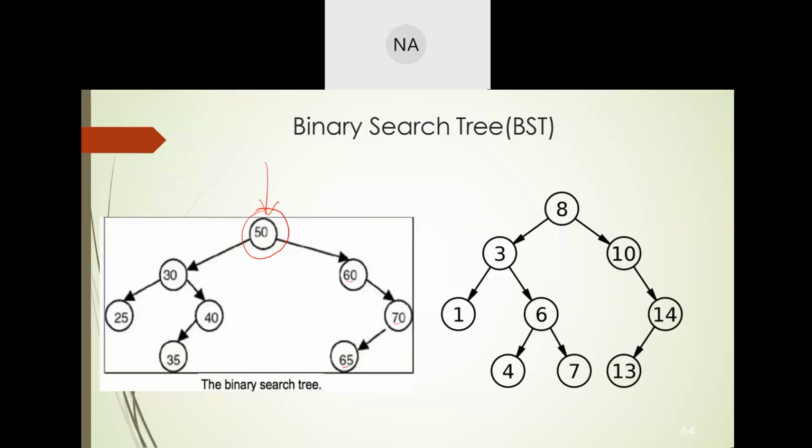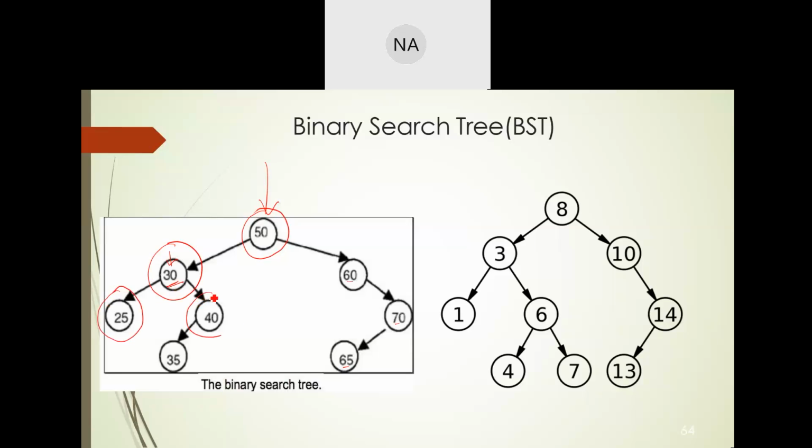Now check these two conditions for other nodes of this binary tree. Now check for this node, 30. 25 in the left subtree is smaller than 30. 40 is in the right subtree, which is greater than 30. Fine. 35 is also in the right subtree of 30, so it is also greater than 30. So both conditions are also true for this node. 25 is a leaf, so these two conditions are also true for this node.